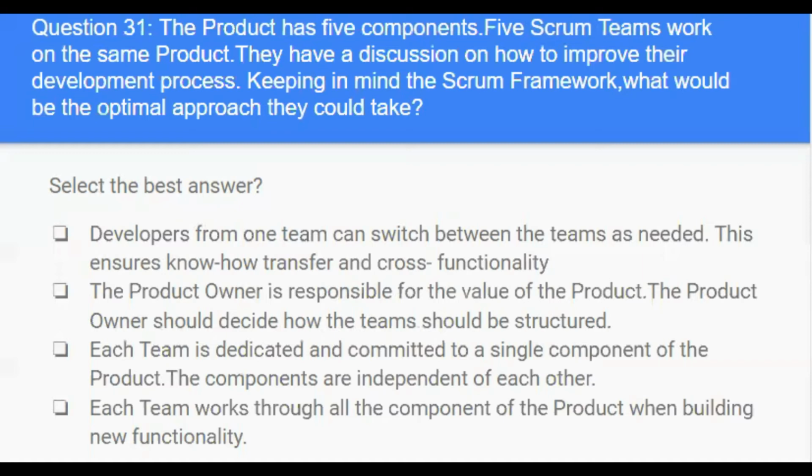Second, the product owner is responsible for the value of the product. The product owner should decide how the team should be structured. Third, each team is delegated and committed to a single component of the product. The components are independent of each other. Fourth, each team works through all the components of the product when building new functionality.